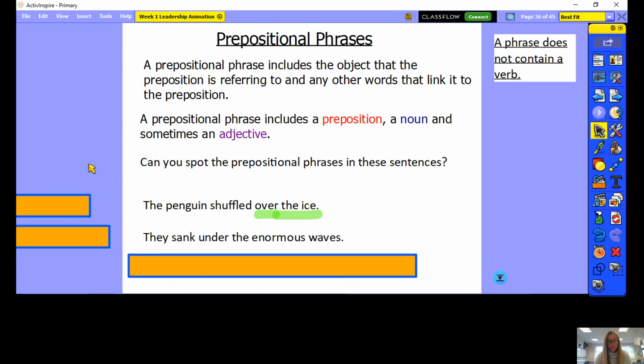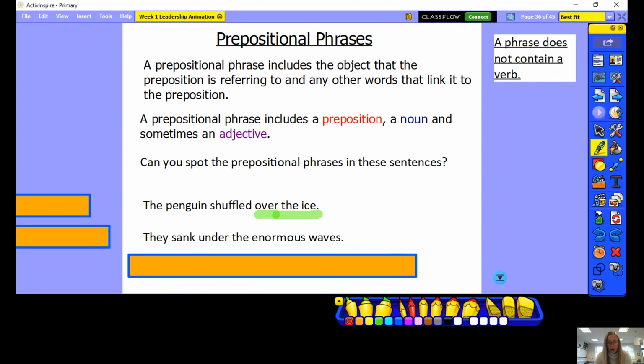Okay, so let's find the preposition, because that will help us work out which the prepositional phrase is. The preposition is the word that indicates the direction or the place. The direction in this case is under. So the prepositional phrase is under the enormous waves. This time we have the preposition under, the noun, which is the waves, the object of the sentence, and the adjective enormous. So this prepositional phrase does have an adjective in it.